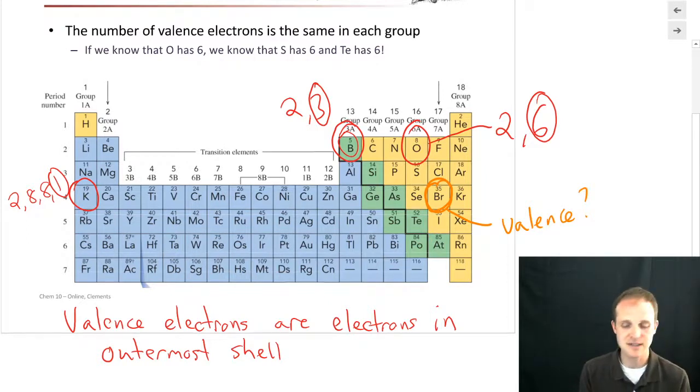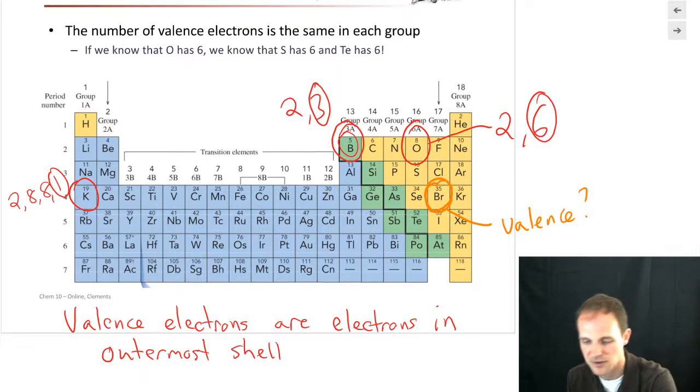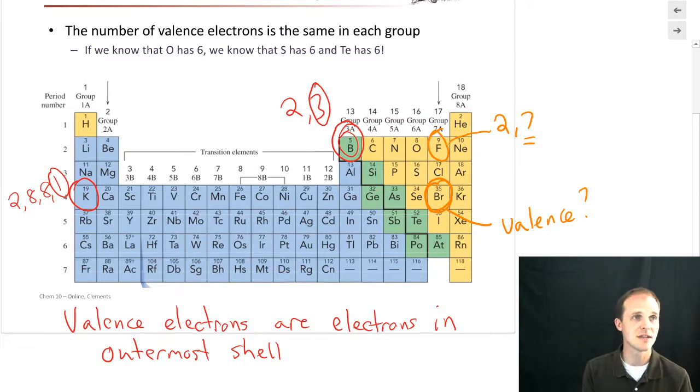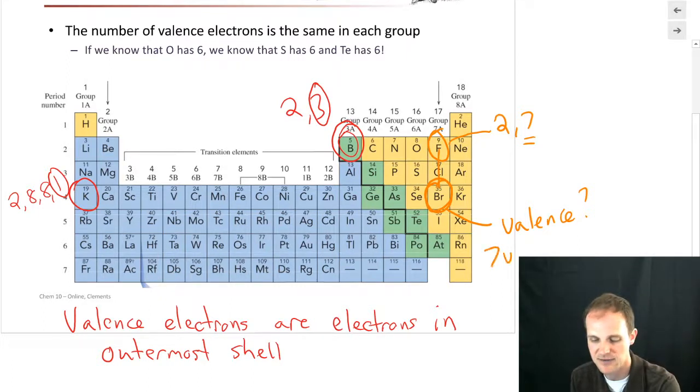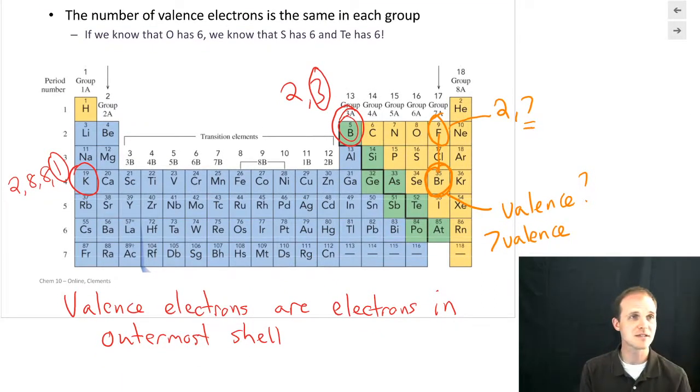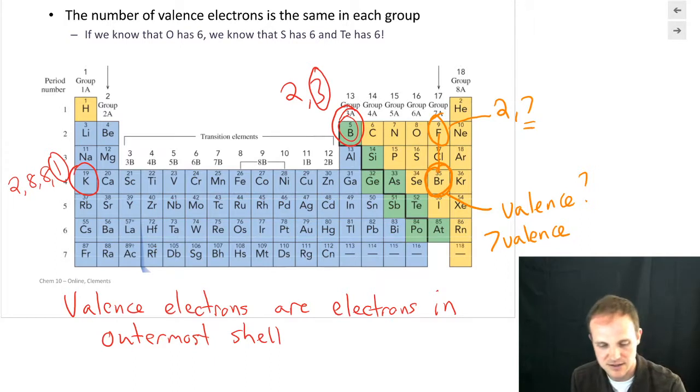We don't know how to write its configuration, but we do know how to write the configuration of fluorine. So I'm going to erase my oxygen up here. We do know how to write the configuration of fluorine, which is 2, 7. 7 valence electrons in the outer one. So guess what bromine has? It has 7 valence electrons, just like fluorine did. So everybody in the same group has the same number of valence electrons.